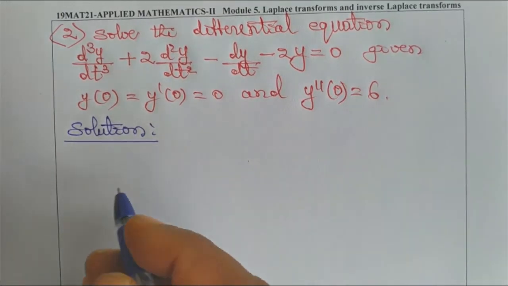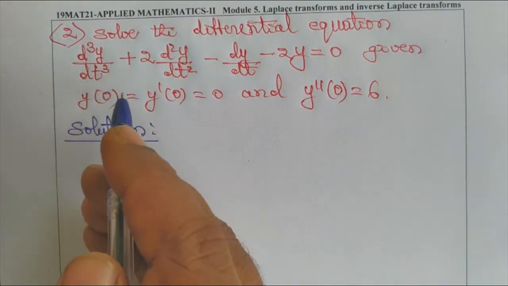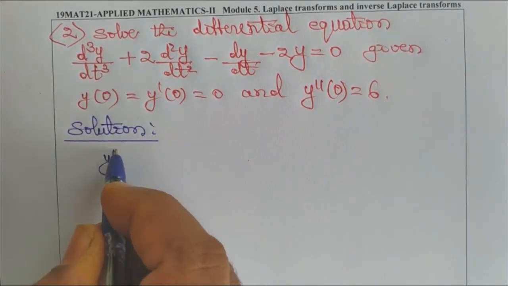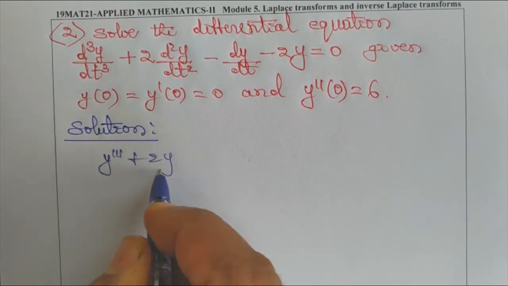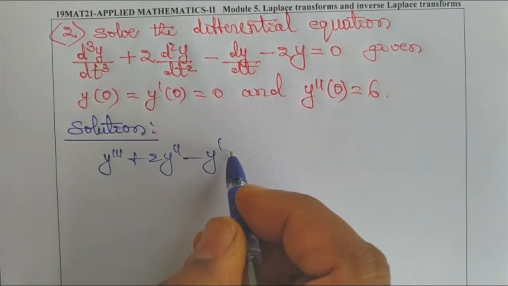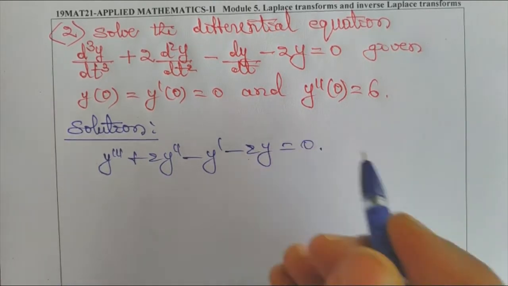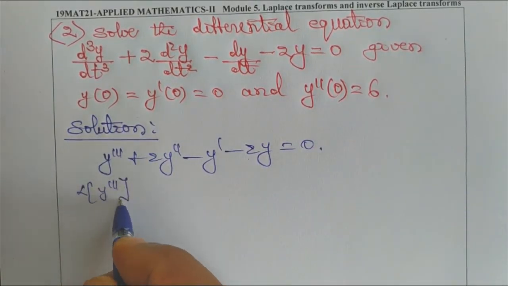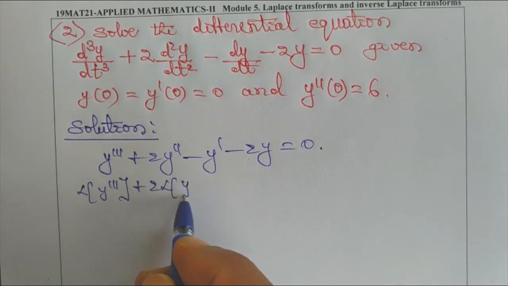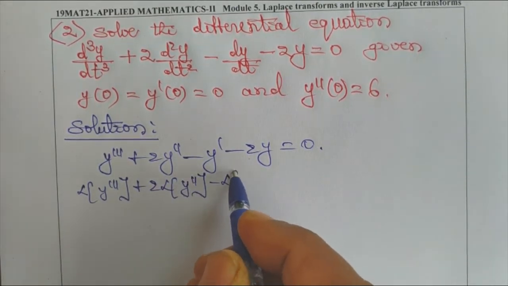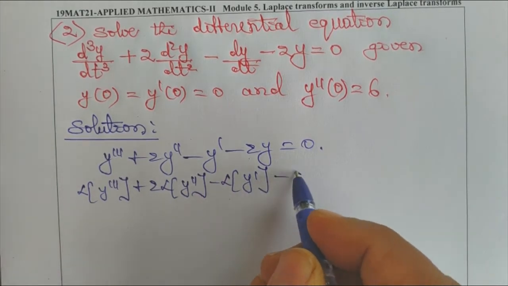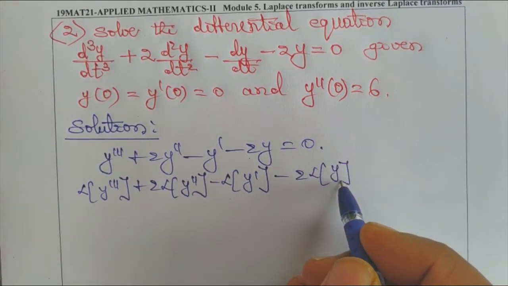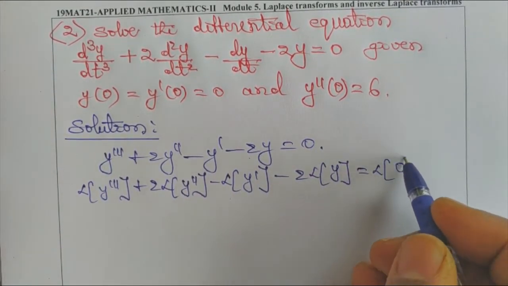So this d cube y by dt cube, we can write it as y triple dash of t plus 2y double dash minus y dash minus 2y is equal to 0. Then Laplace of y triple dash plus 2 into Laplace of y double dash minus Laplace of y dash minus 2 into Laplace of y is equal to Laplace of 0.